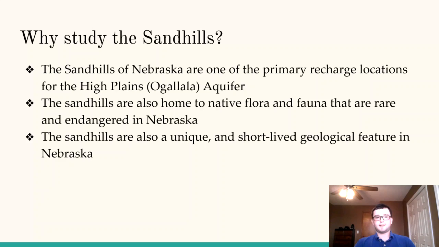So why did we study the Sandhills? The Sandhills of Nebraska are one of the primary recharge locations for the High Plains, otherwise known as Ogallala Aquifer, one of the largest aquifers in the world. The Sandhills are also home to native flora and fauna that are rare and endangered in Nebraska. The unique combination of these flora and fauna make the Nebraska Sandhills one of the most unique ecosystems in the world, worthy of conservation. The Sandhills are also a unique and short-lived geological feature in Nebraska.